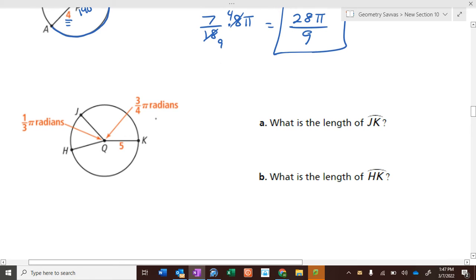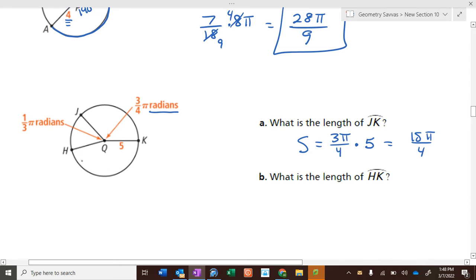This is given in terms of radians. So to find the length of JK is just 3 pi over 4 radians times the radius of 5. Well, what's 3 times 5? So it's 15 pi over 4.